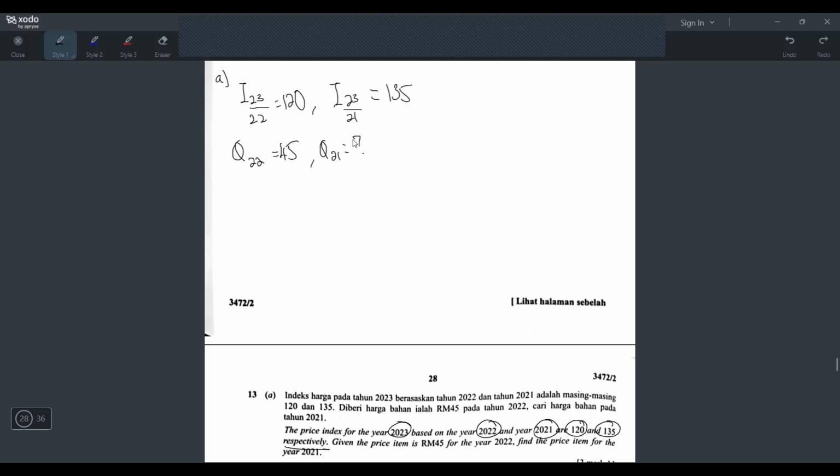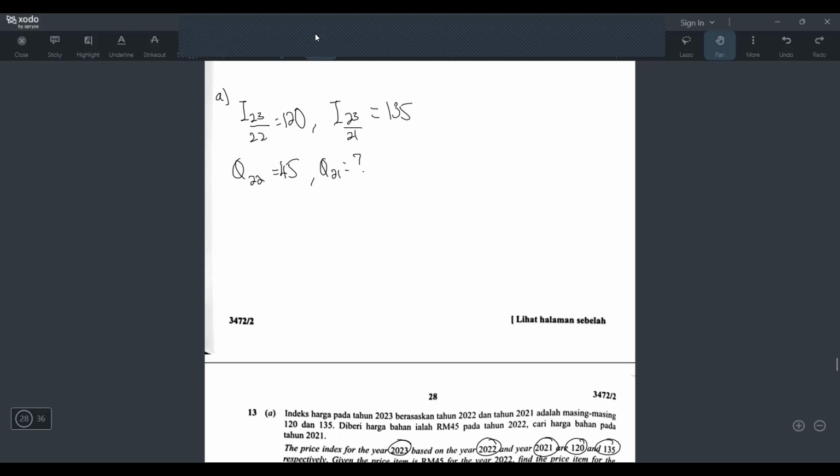So I think I have to tell you about the index number formula first. So the first formula you learn in this chapter, index number, is the price index formula. You take the price divided by price times 100. Okay, Q1 over Q0 times 100. Q1 will be the price in the latest year. And then Q0 will be the price in the older year. Okay. All right. Then what about the second formula? The second one is composite index.